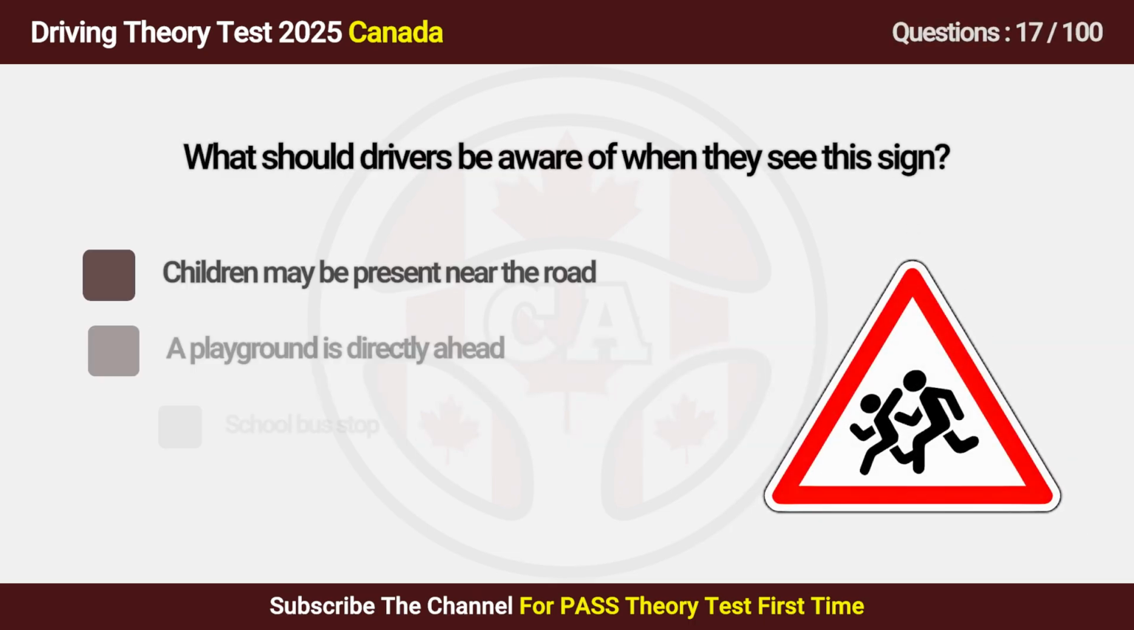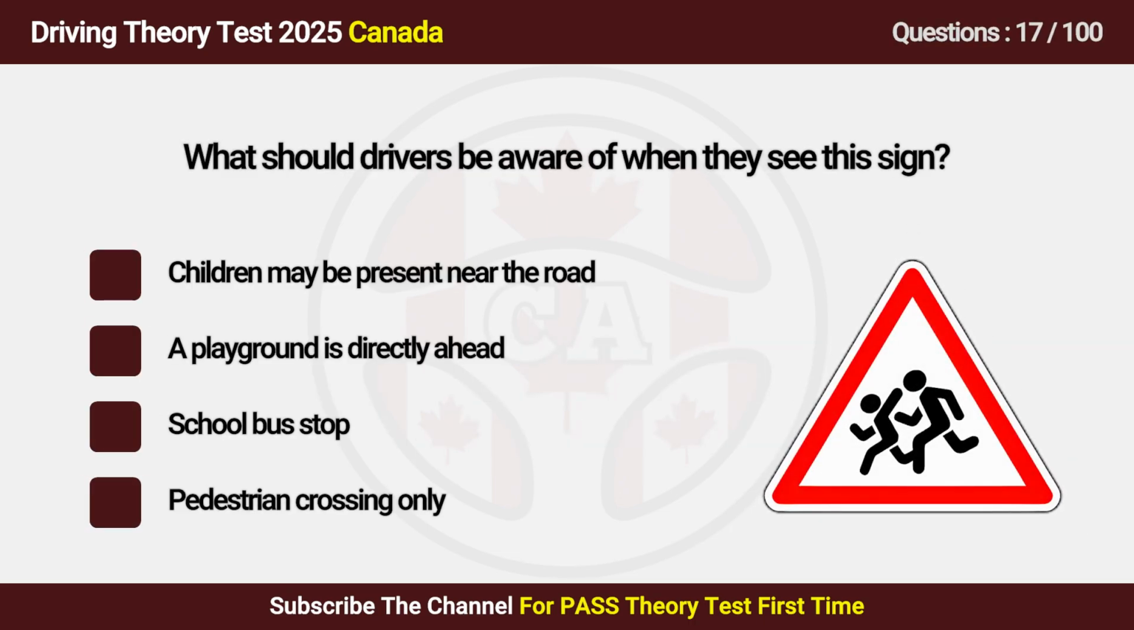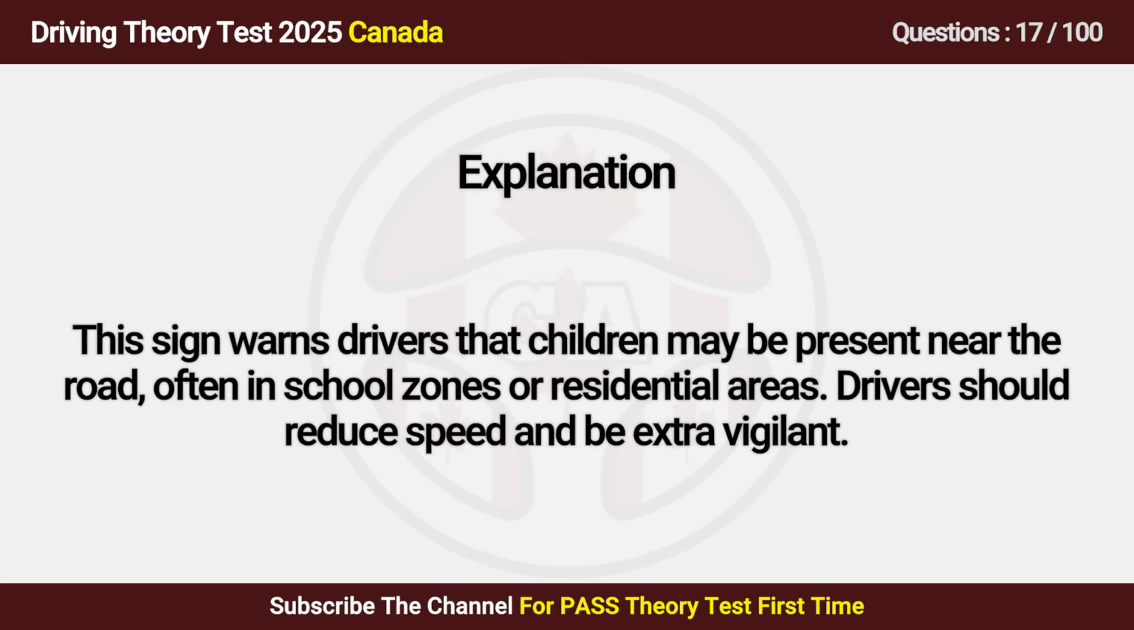Question 17. What should drivers be aware of when they see this sign? A. Children may be present near the road. B. A playground is directly ahead. C. School bus stop. D. Pedestrian crossing only. Answer is A. Children may be present near the road. This sign warns drivers that children may be present near the road, often in school zones or residential areas. Drivers should reduce speed and be extra vigilant.